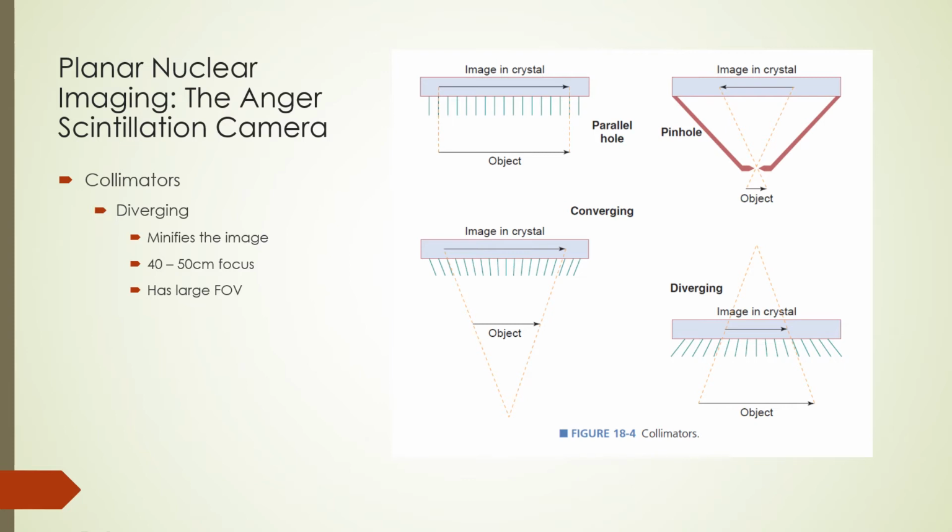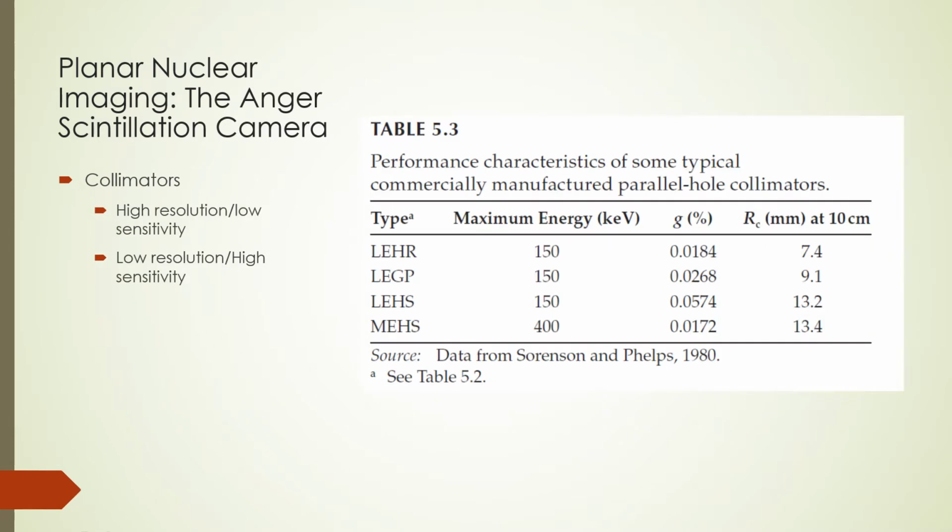An advantage of a diverging collimator is a large field of view for imaging large anatomies. Diverging hole collimators are rarely used in nuclear medicine because of poorer image quality compared to parallel hole collimators. A collimator may be high resolution, meaning it has multiple tall cylinders of small diameter separated by septa.